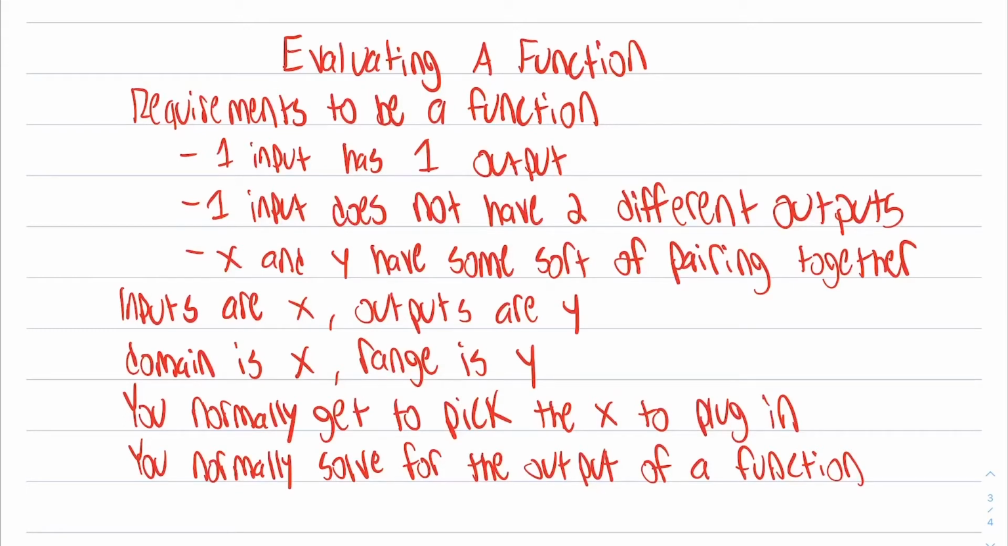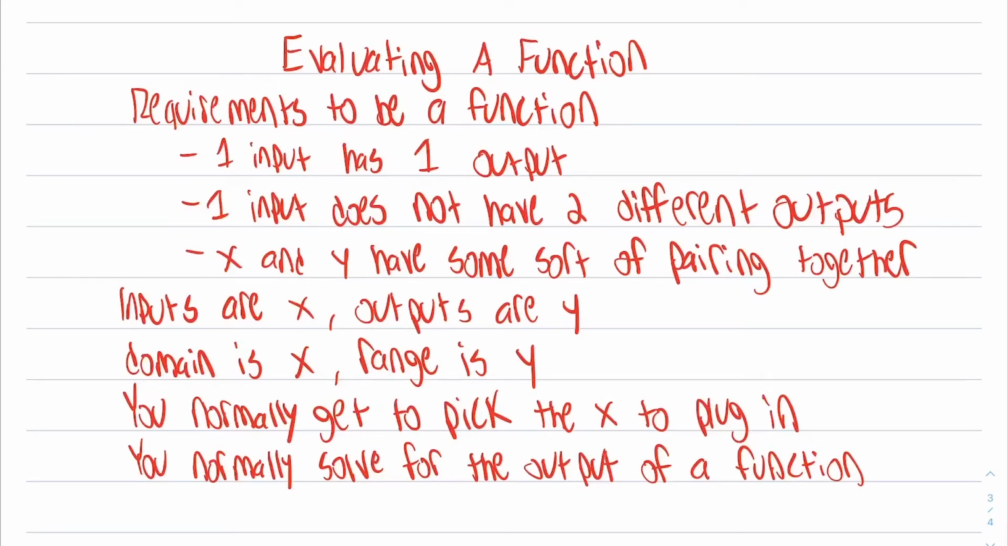Your inputs are going to be your X numbers, and your outputs are going to be your Y numbers. Domain are the X's, which is also the inputs, and range are the Y's. We have all these different words because functions are a very broad topic, and they're used in lots of different situations. So you can't just only think of it as one specific thing, because functions can be lots of things. You normally get to pick the X that you plug in. Sometimes you don't. If they give you the X, and if you get to pick your own X, you're going to have to solve for the output of the function.